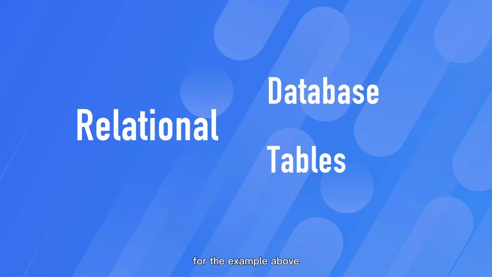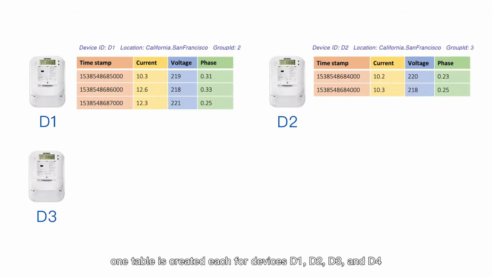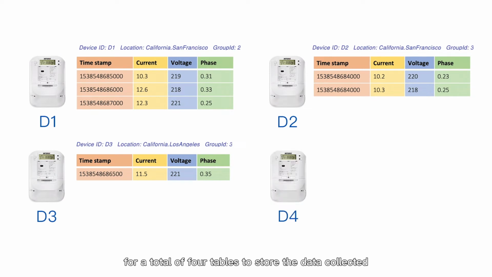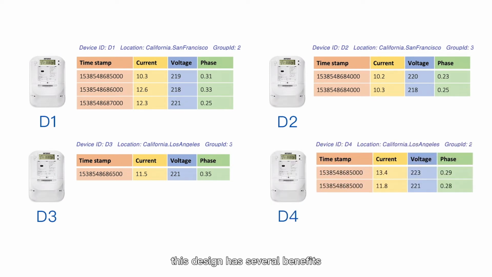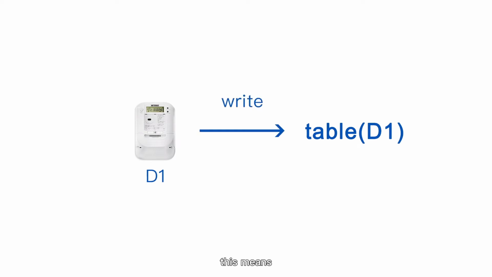For the example above, one table is created each for devices D1, D2, D3, and D4, for a total of four tables to store the data collected. This design has several benefits. First, since the metrics from different DCPs are fully independent, the data source of each DCP is unique, and each table is written to by only one object. This means the data points can be written in a lock-free manner, and writing speed can be greatly improved.